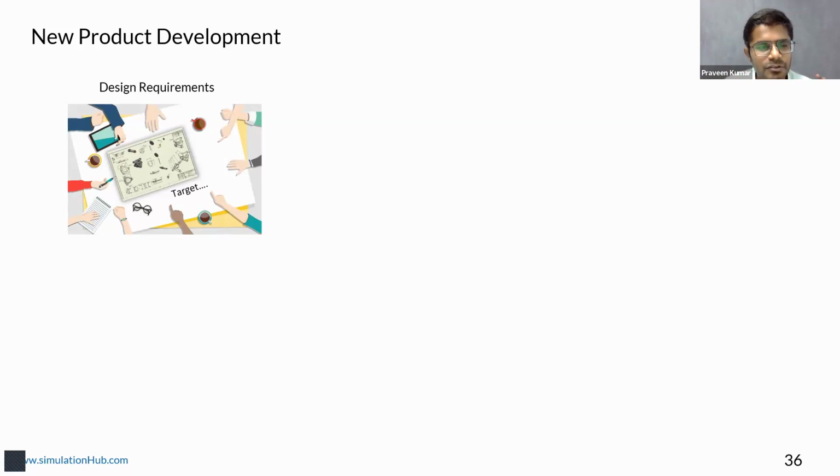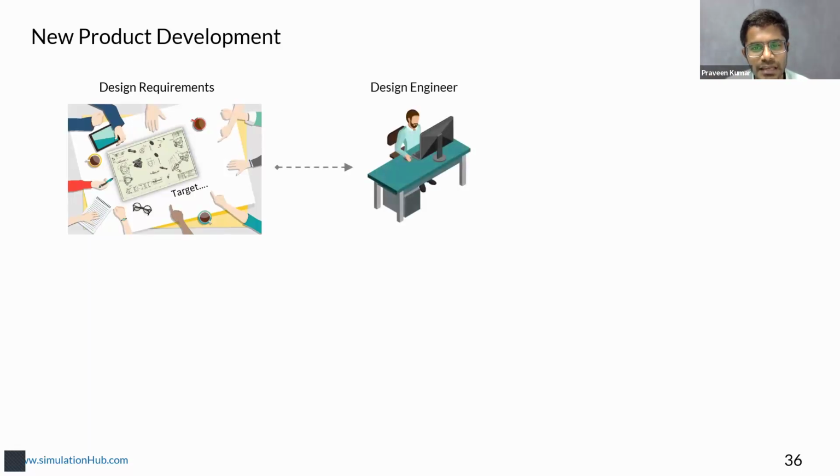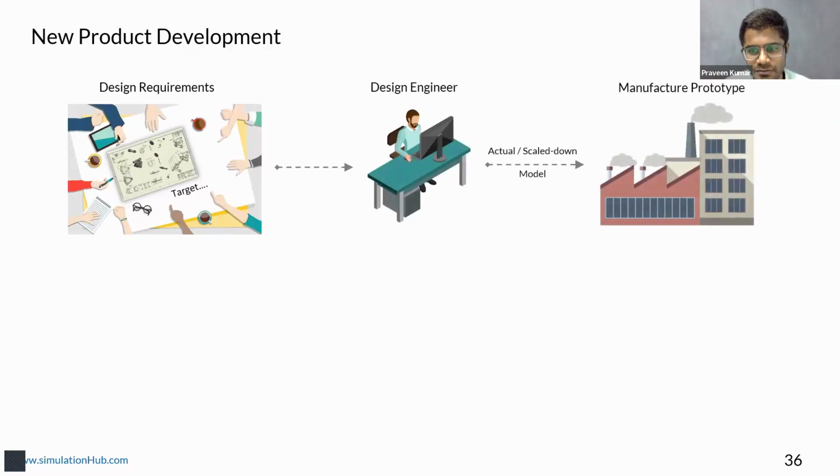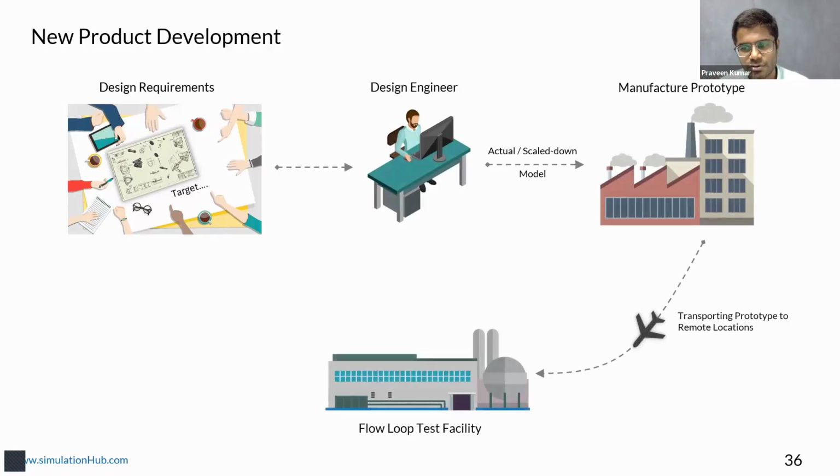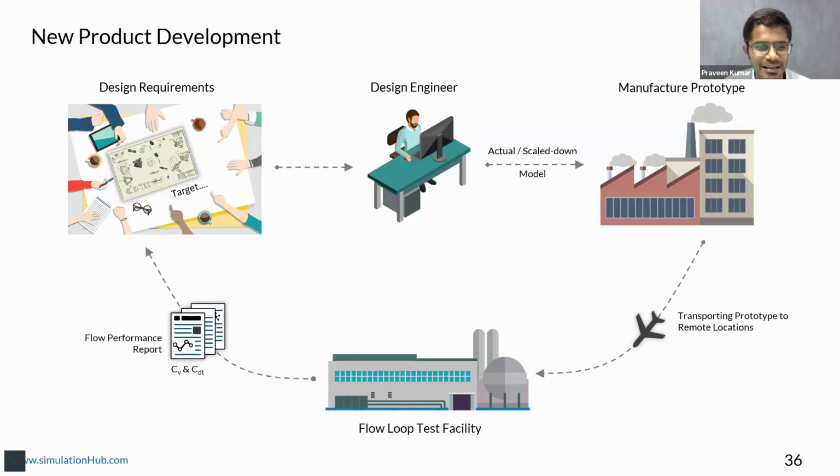So we get the design requirement with a target flow performance. It could be CVN and CVT as well. So the design engineer, based on his experience and knowledge, designs the valve, and then the valve design goes to manufacturing, the prototype of that valve, and then it is transported to a remote facility where the lab is located, and then the lab conducts the flow loop test to provide us the report, which includes the CV and CDT curve.